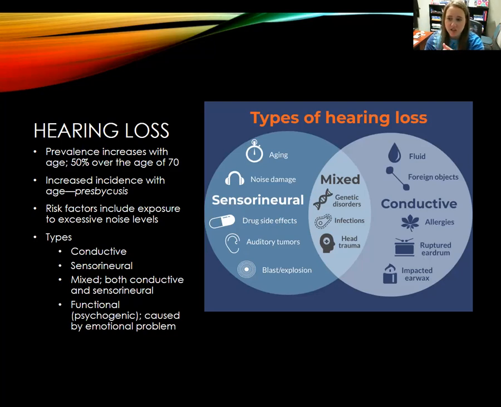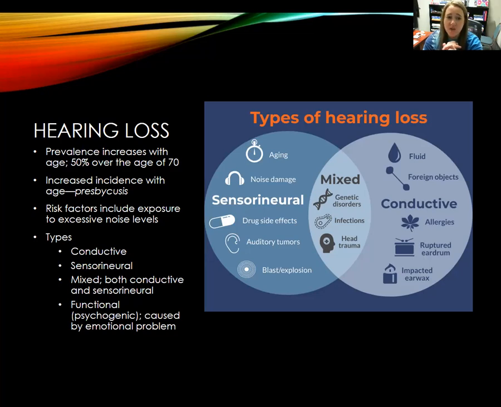And then conductive hearing loss usually results from an external problem of the middle ear, like cerumen impaction, otitis media, allergies, a ruptured tympanic membrane, or even a foreign object in there that could be obstructing the tympanic membrane.